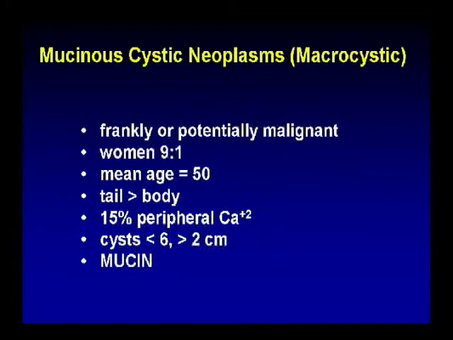Mucinous cystic neoplasms, which in the past were called macrocystic adenomas or adenocarcinomas, are frankly or potentially malignant. There's a higher female predominance of 9:1, lower mean age at 50. There's a preference for the tail. Calcifications, when they occur, tend to be in the periphery, or rim calcifications, in 15% of cases. This time, there are fewer cysts, numbering less than 6, but they're larger, measuring each greater than 2 centimeters, and obviously they contain mucin.